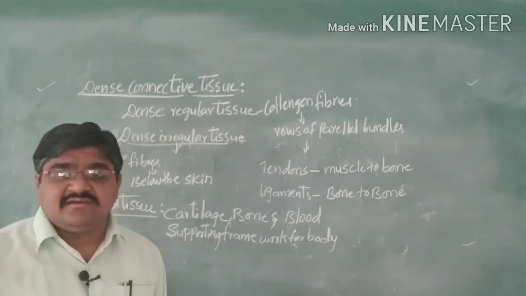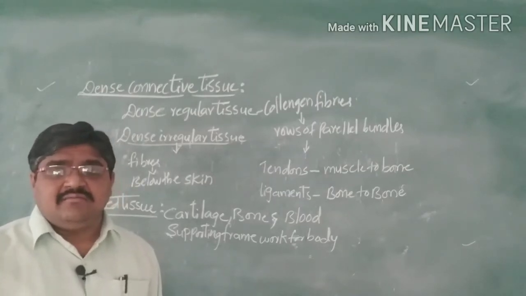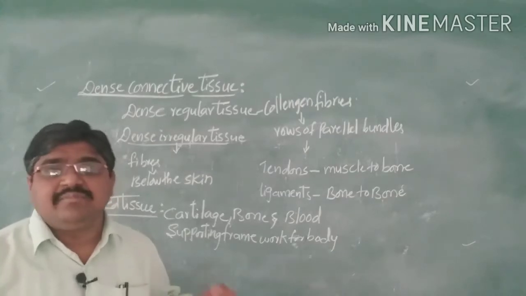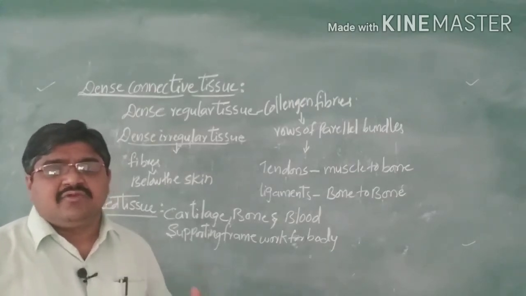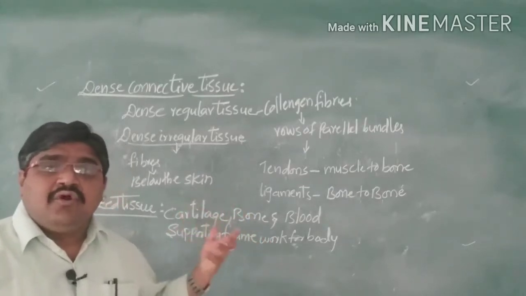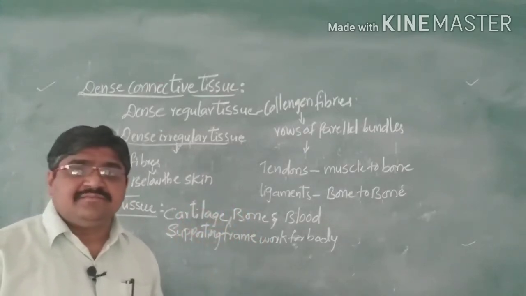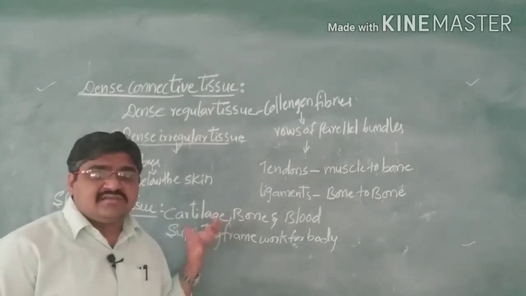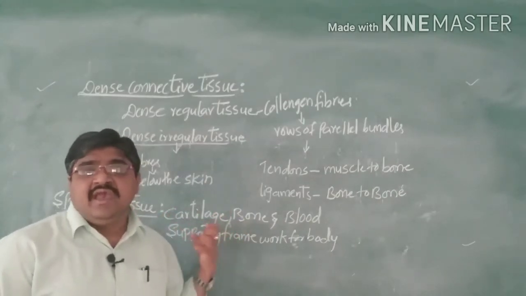In the embryonic state, cartilage is present, and it is replaced by bone, or by the vertebral column. So cartilage and bones give a supporting framework for the body.